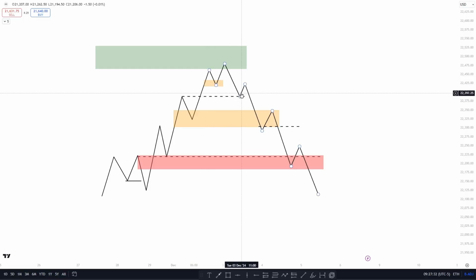Then, after we come down into this unicorn model right here, we rally through the BISI on the left side of the curve that was made here. We rally up into the high of that IFVG, and also the mitigation block formed on this side of the curve. We then rally back down, and then where do we rally into? We rally into this opening price right here.